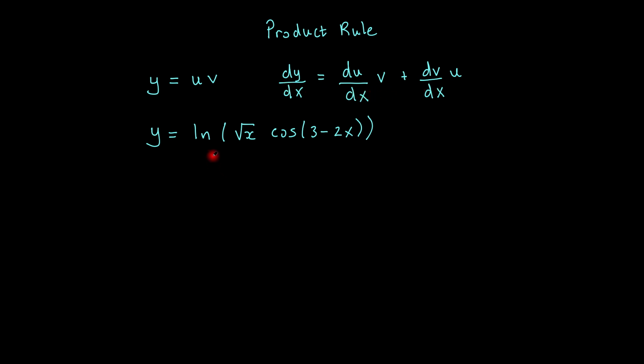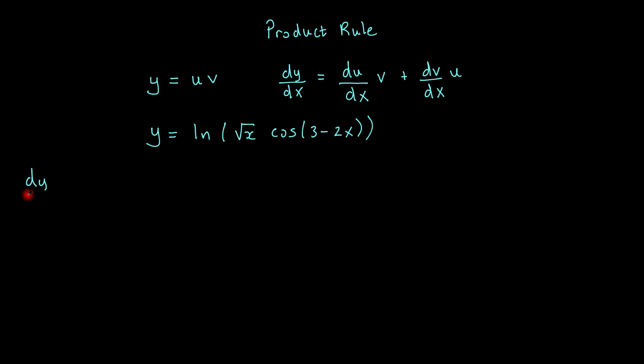Now, when differentiating this function, we need to be very careful because there are a number of rules we need to use. In the first instance, when we're differentiating the outer function, we need to use the chain rule. And then differentiating the inner function, we need to use the product rule and the chain rule once again. So let's go ahead and do that.